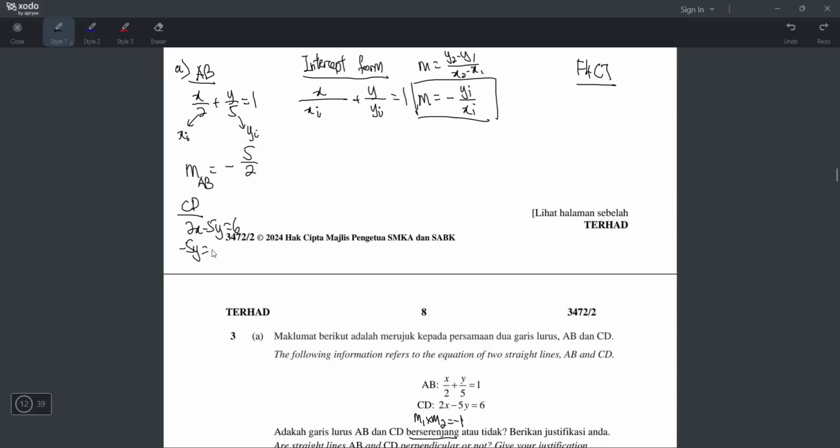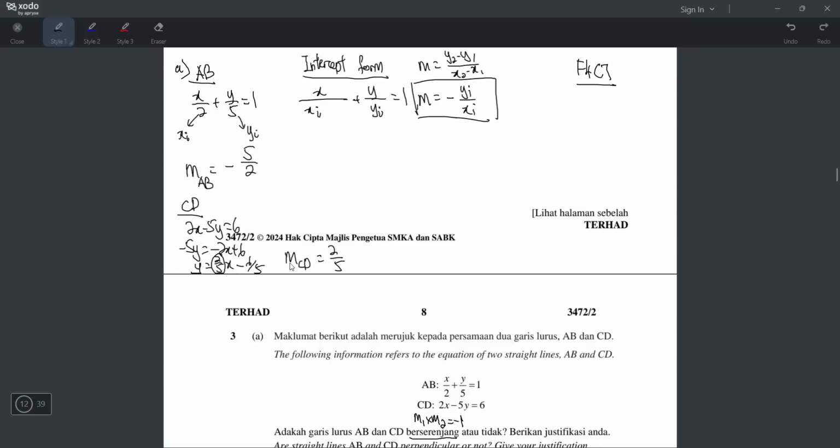So dia akan jadi 2x pindah jadi -2x plus 6. So y sama dengan -2 bahagi -5 is 2 over 5 x. 6 divided by -5, -6 over 5. So you can see that the gradient of CD sama dengan 2 over 5. Sebab y equals mx plus c, and the m kita boleh baca dari sini.